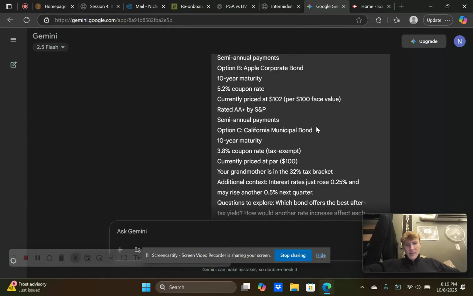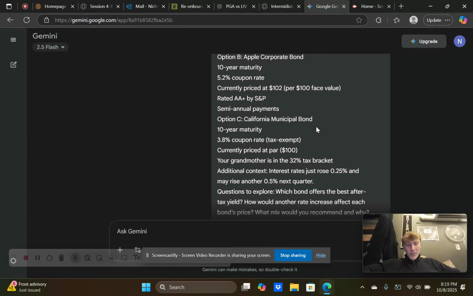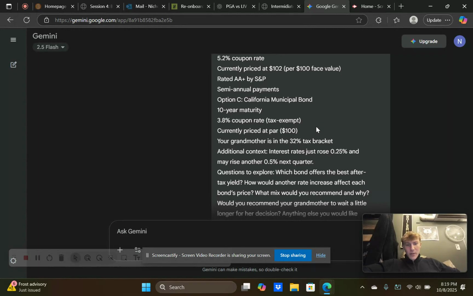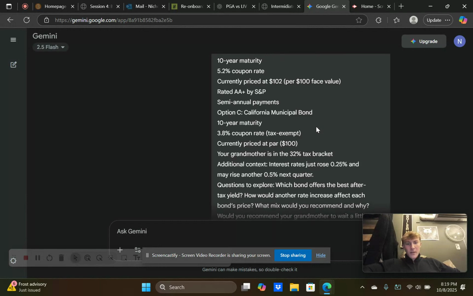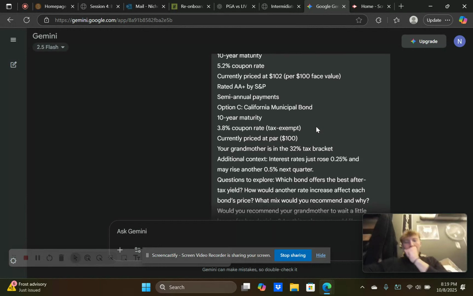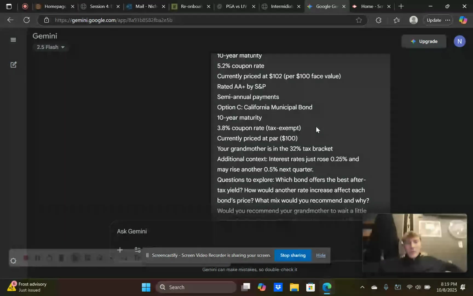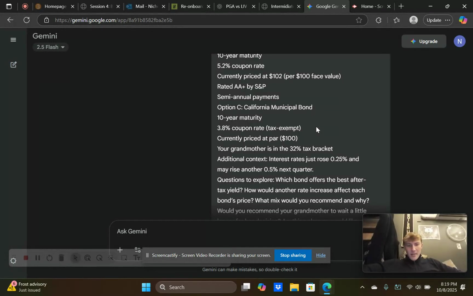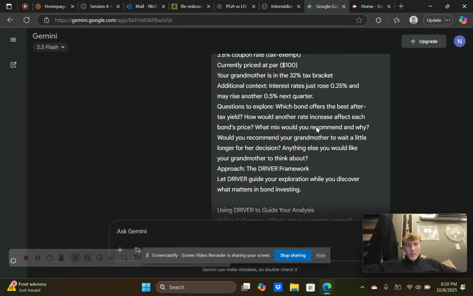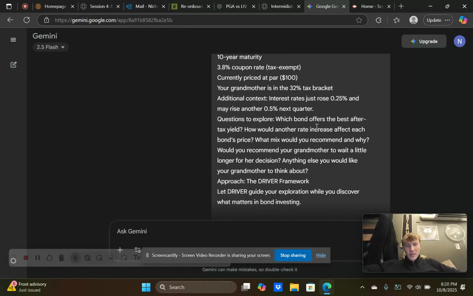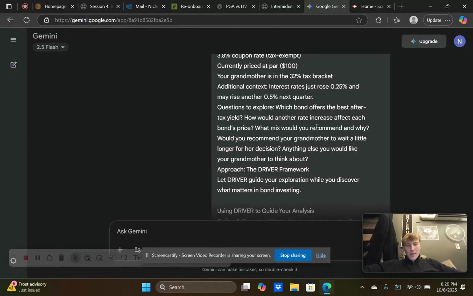Then option B is a different type of bond, 10-year maturity, 5.2% coupon rate. Currently priced at $102, $2 over the face value. Rated double A plus by S&P and semi-annual payments. And then we have our third bond, which is a 10-year maturity, 3.8% coupon rate, currently priced at the par value.